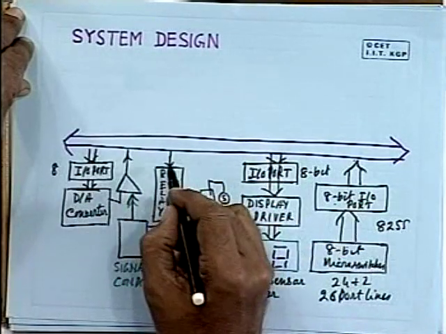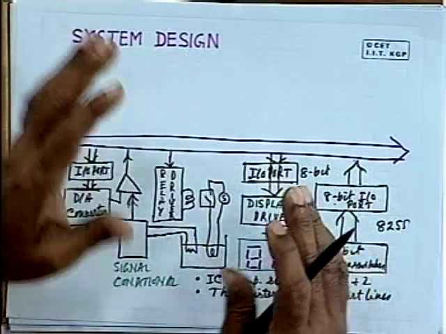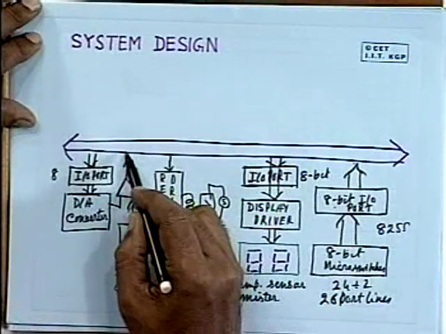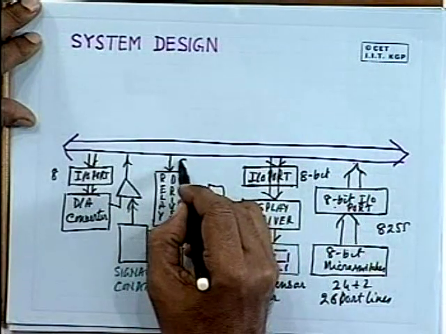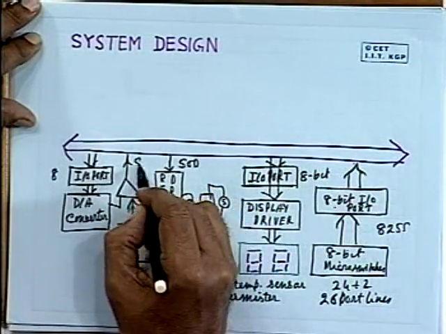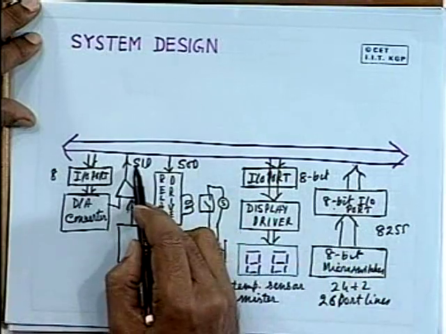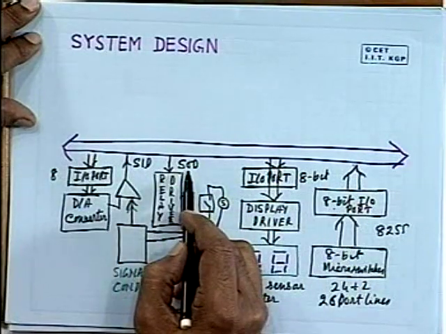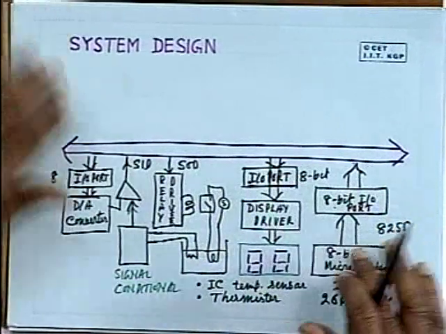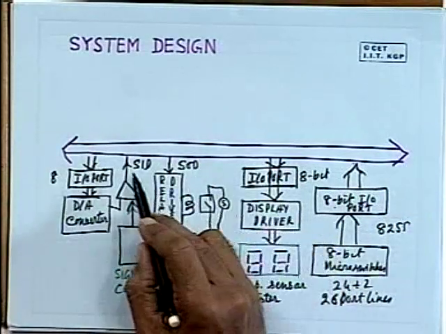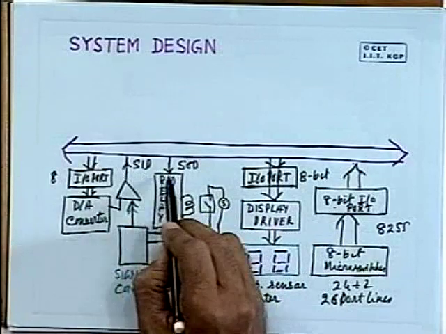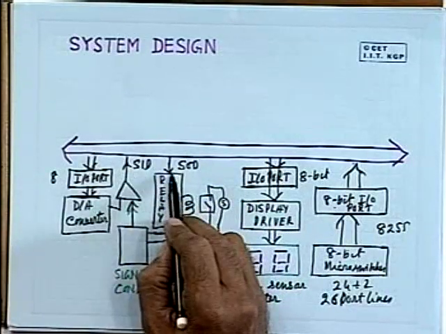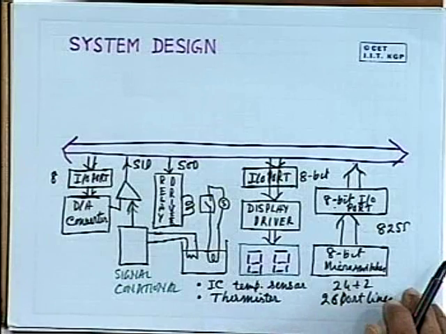Now these 2 port lines can be realized by using another IO port device, but since the requirement is only 2, and one is input and another is output, we can make use of the SOD and SID lines for this purpose. So by making use of the SID and SOD lines, there is no need for another chip. So we can save on the chip cost whenever we use the SID and SOD lines.